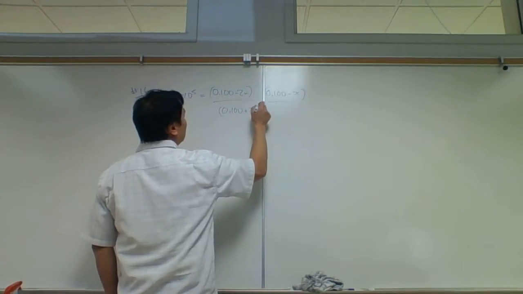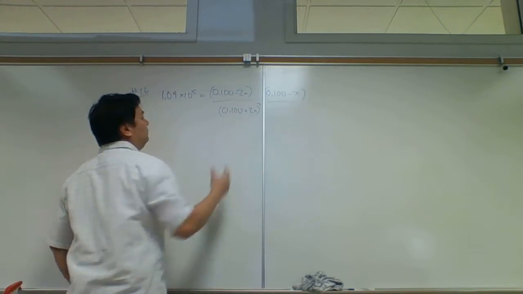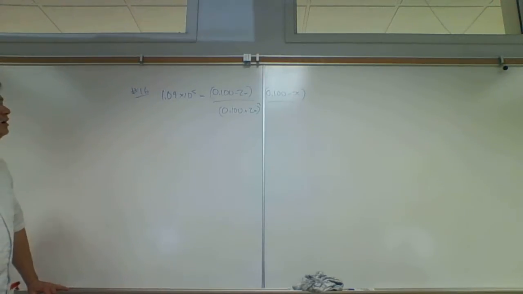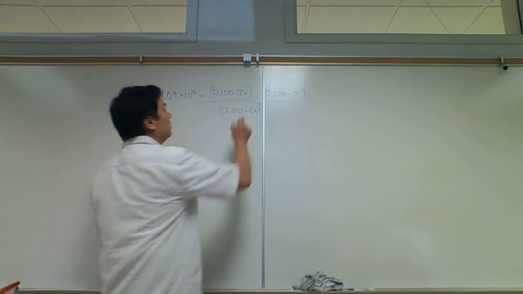I think I'm missing some square terms or cube terms. Okay, so for the 0.100 minus 2x, that one is squared. Oh. Yeah.